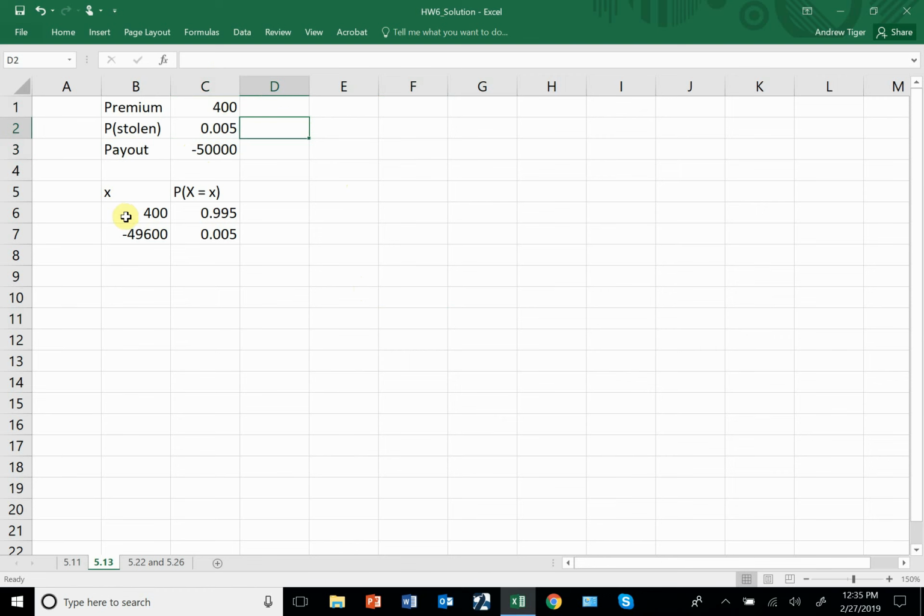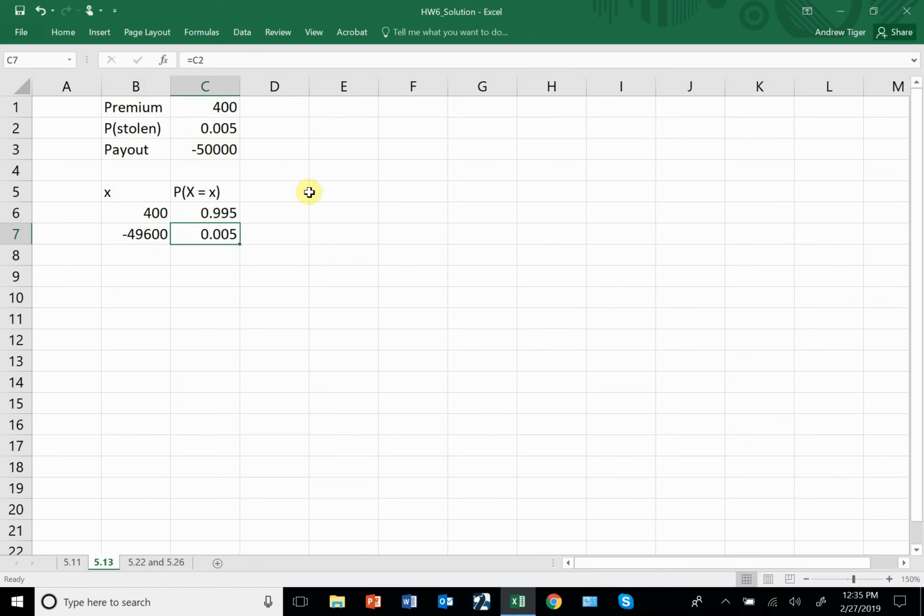So the two payouts are they either get $400 or they lose $49,600. The reason it's $49,600, it's they get this, but they got to pay out this, so it's negative. So this happens a lot of times. This doesn't happen very often. So from that, what is the well, that's part A.